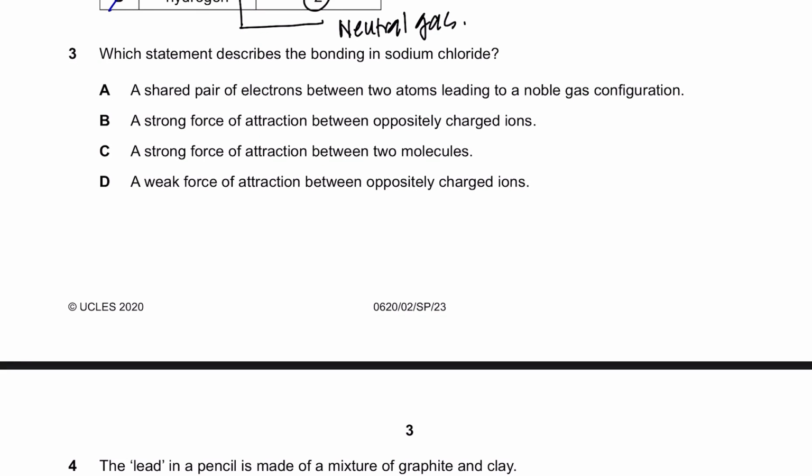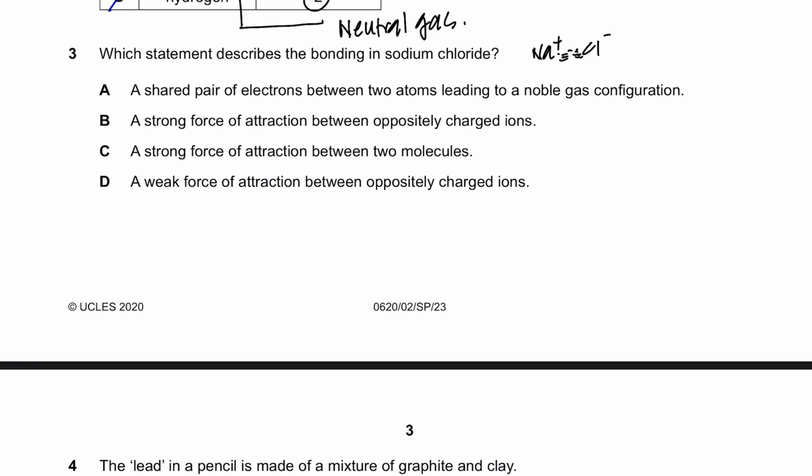Question 3 says, which statement describes the bonding in sodium chloride? Sodium chloride has ionic bonding in it, in which you have ions. There's a strong electrostatic force of attraction which holds these oppositely charged ions together. So we have to check which option is giving us this.